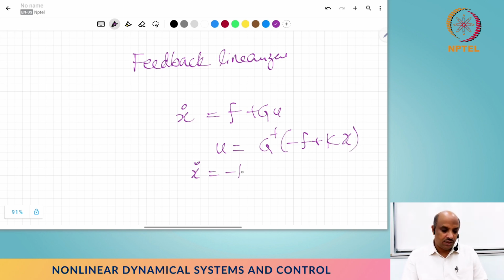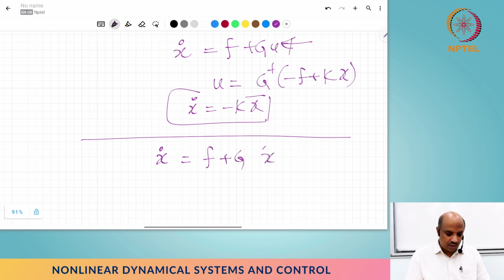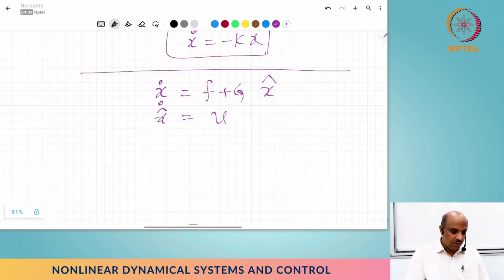The question is, can we actually put our system into feedback linearizable form? We also saw in the last couple of lectures a problem like f plus g times x hat, with x hat dot equal to u. Again, you can have a slightly more complex one. So the question is, can we put all such systems into this format or not? The answer is not straightforward. Not everything can be put into these forms.